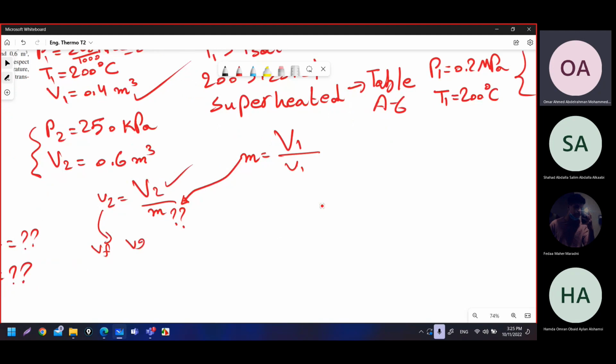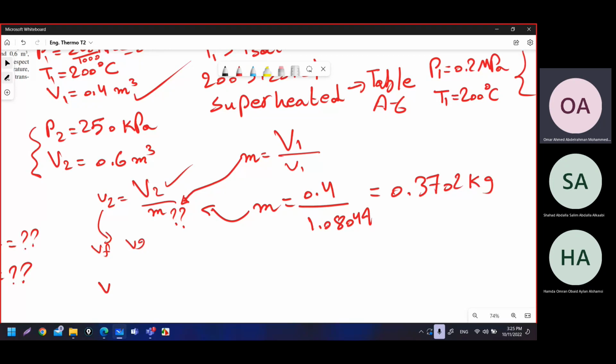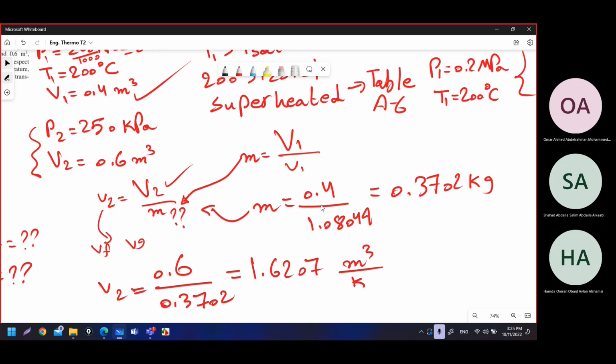I will find the mass. So m is equal to V1 capital, 0.4 meter cubed, over V1 small, 1.08049, and this will give us that the mass is equal to 0.3702 kilogram. And then I will put it here in order to find the specific volume V2. So V2 is equal to the capital V2, 0.6 meter cubed, over the mass 0.3702, and this will give you 1.6207 meter cubed per kilogram.